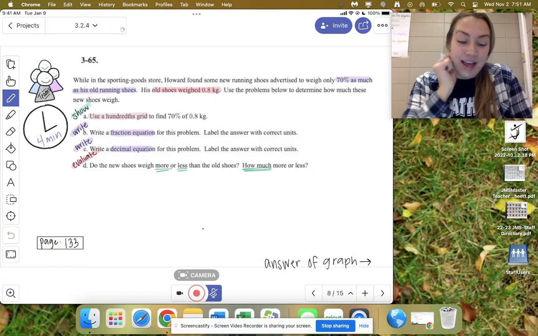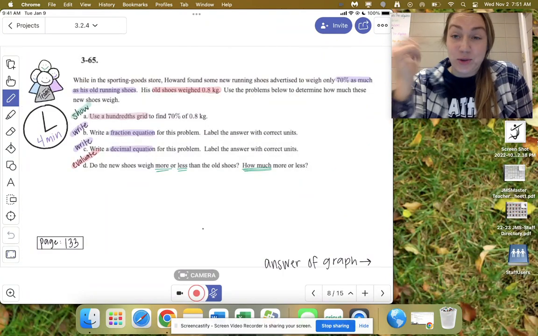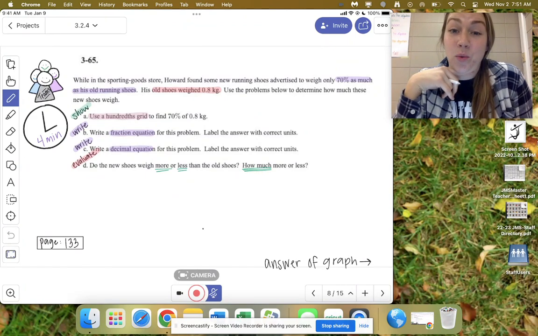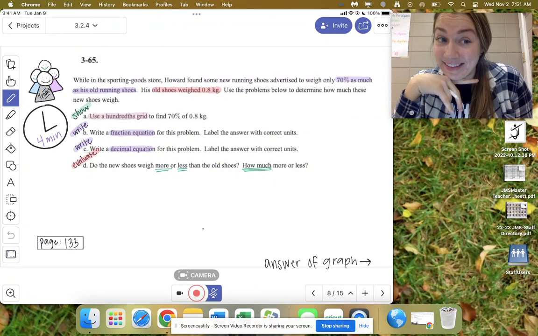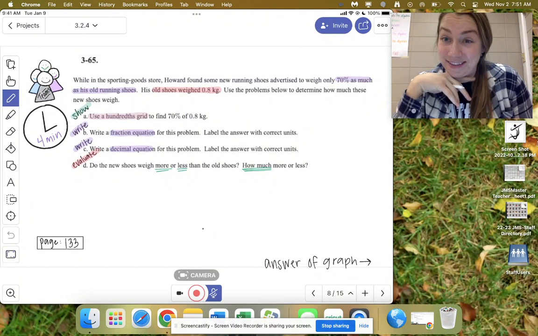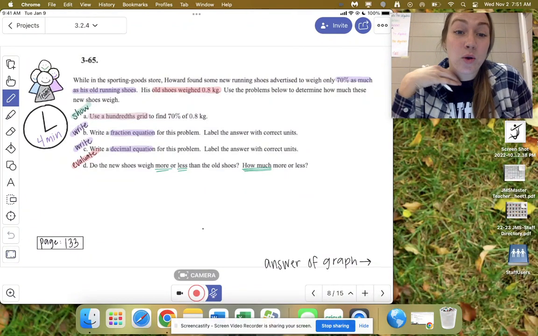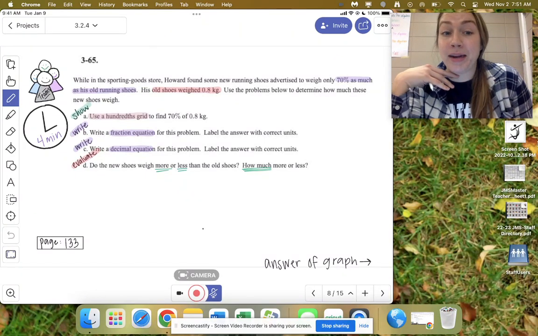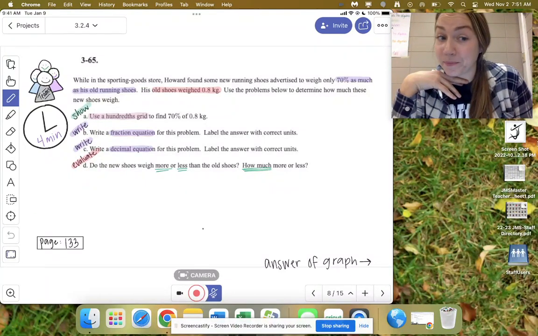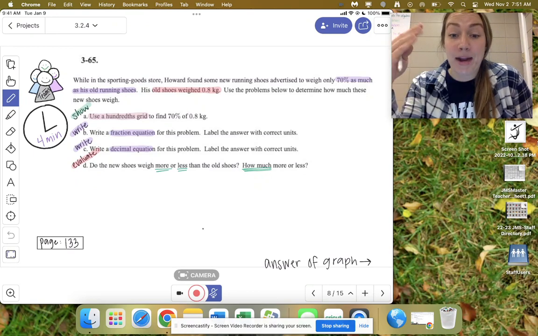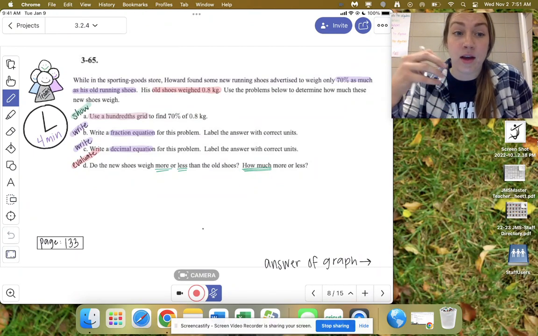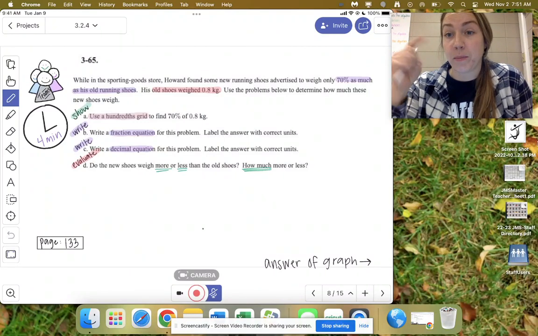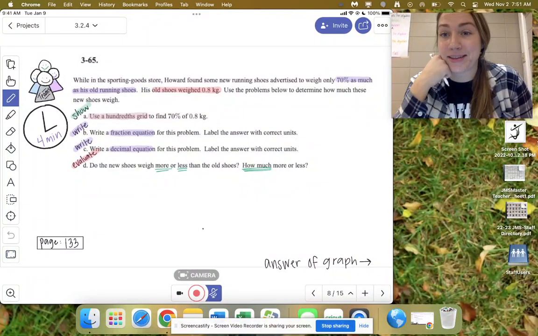All right, next one. 65. While in the sporting goods store, Howard's finding some more deals. He found some new running shoes advertised to weigh only 70% as much as his old ones. Dang. His old shoes weighed 0.8 kilograms, and you're going to use the problems below to determine how much those new shoes weigh. Okay, so I'm going to have you just work with your team on this one. Do questions A through D in 4 minutes. So pause the video, come back in 4 minutes.